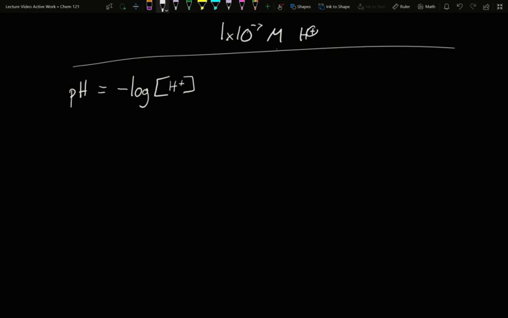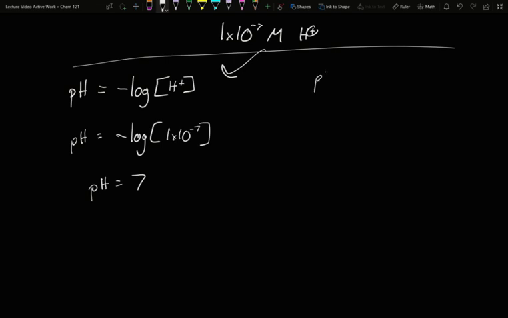What does this mean? Well, I can just plug in my concentration. I have a pH. It'll equal the negative log of 1 times 10 to the negative 7. If you actually plug that into your calculator, you will find that the pH is just 7. How would we find that normally? This is occasionally tricky because we haven't used logs often for a very long time. Let's review log real quick.